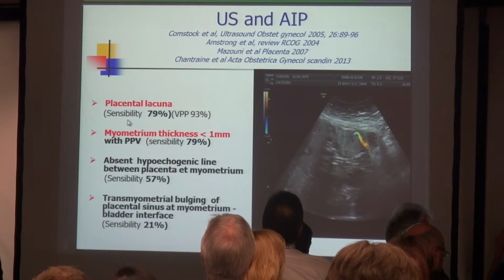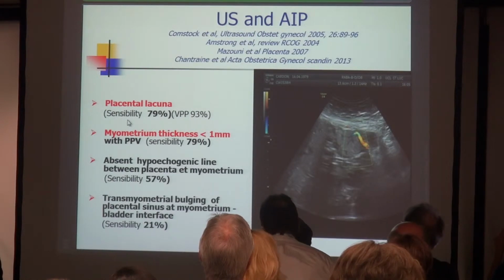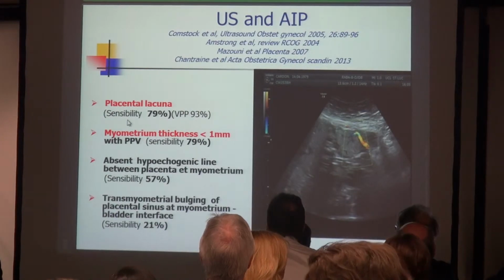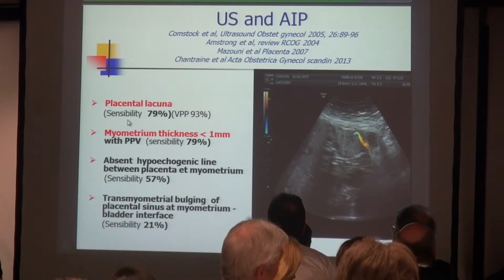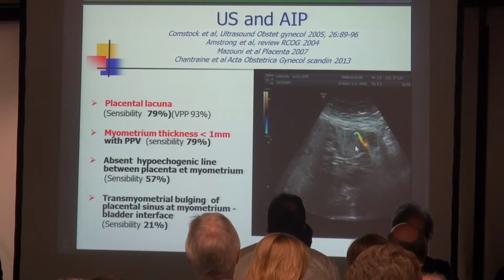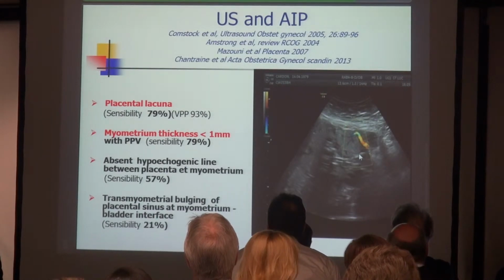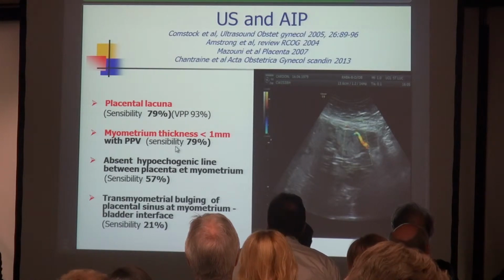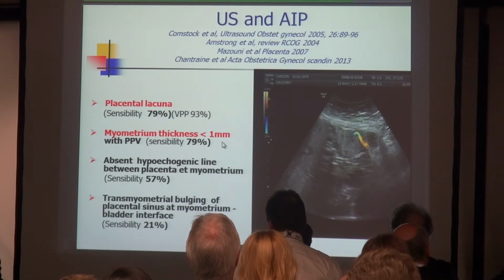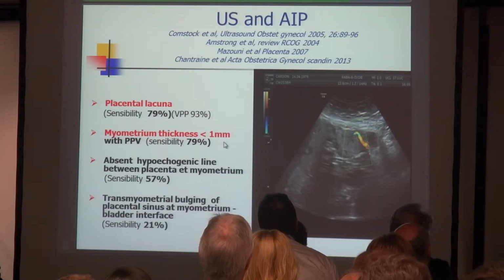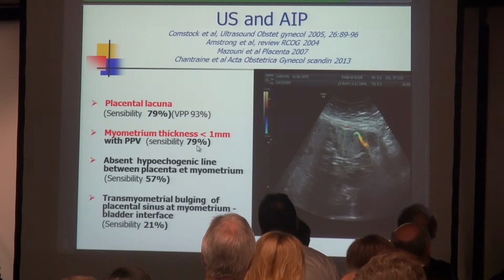The literature is very rich about the signs associated with abnormally invasive placenta. The two most important signs are the presence of lacunae. These lacunae you can see there in the middle. They generally show turbulence, and they have a very good sensitivity, reaching 80%. The second sign, with a similar sensitivity, is the thickness of the myometrium. If it's less than 1 millimeter associated with placenta previa, you also have a sensitivity of 80%.